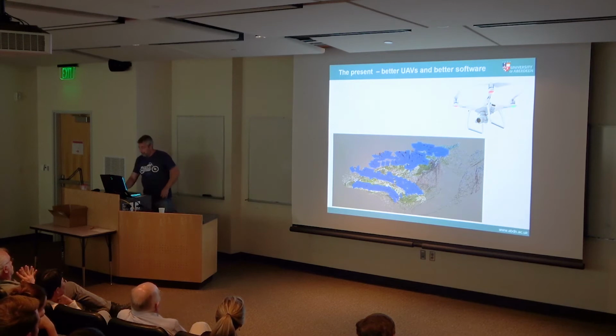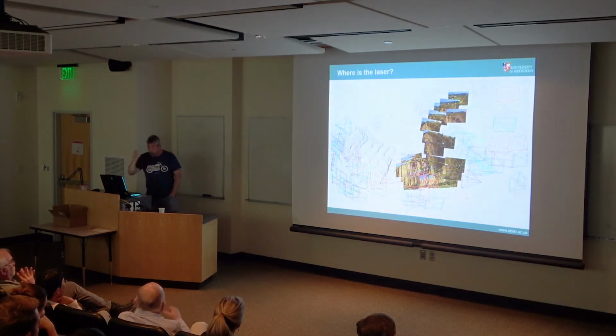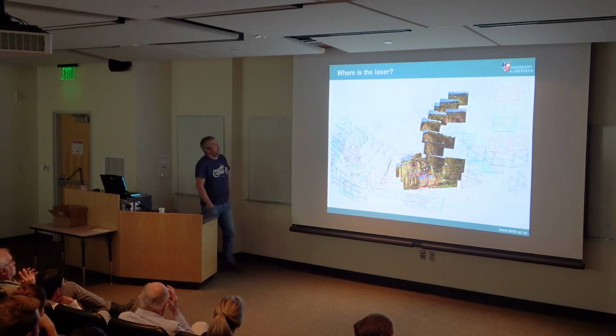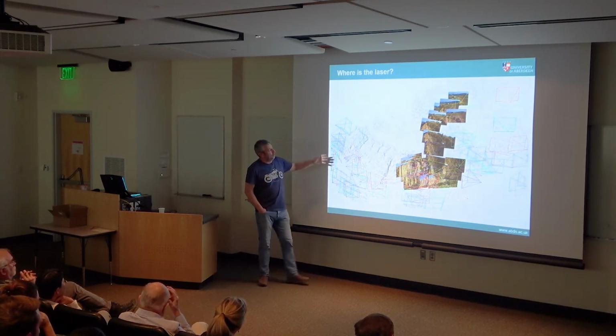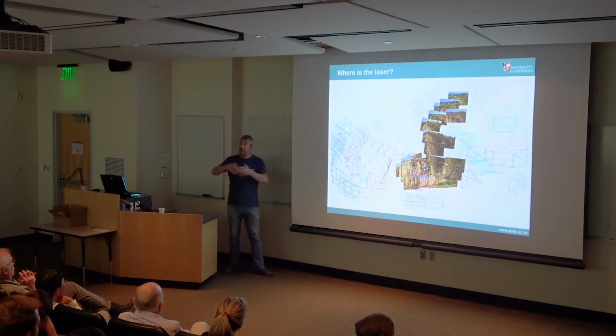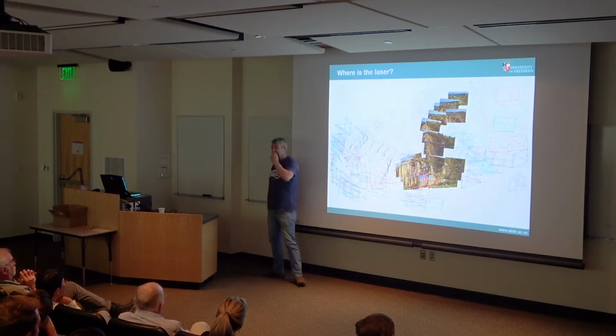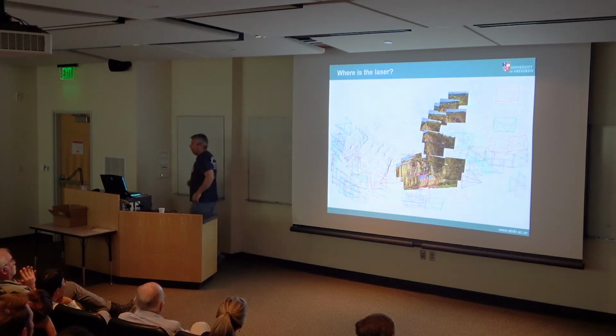So the big question is always, where's the laser? And I guess probably most of you know what structure from motion or photogrammetry is, but basically the idea is that you don't need a laser, because what it's doing is working off photogrammetry. So you fly it around, you take hundreds and hundreds of pictures that are all overlapping.